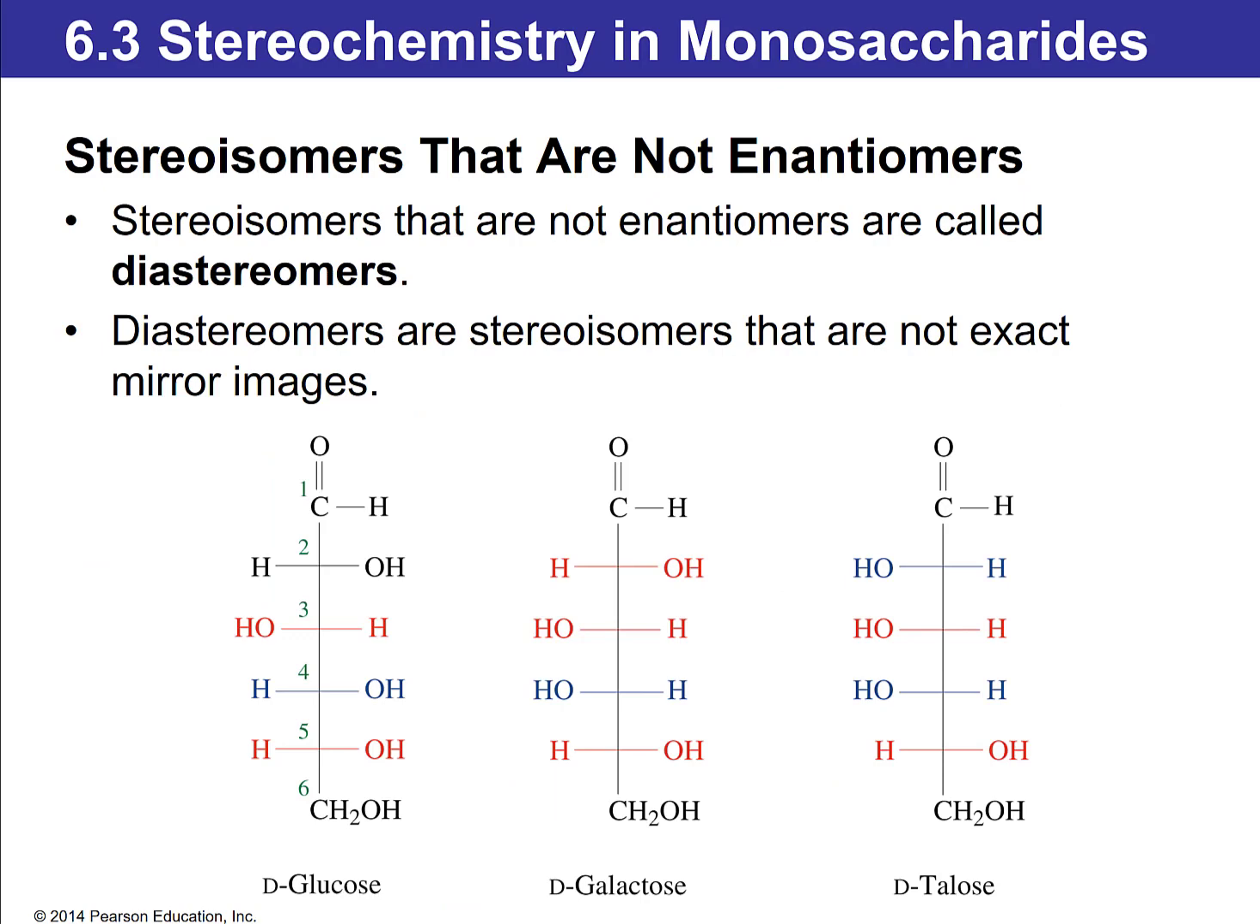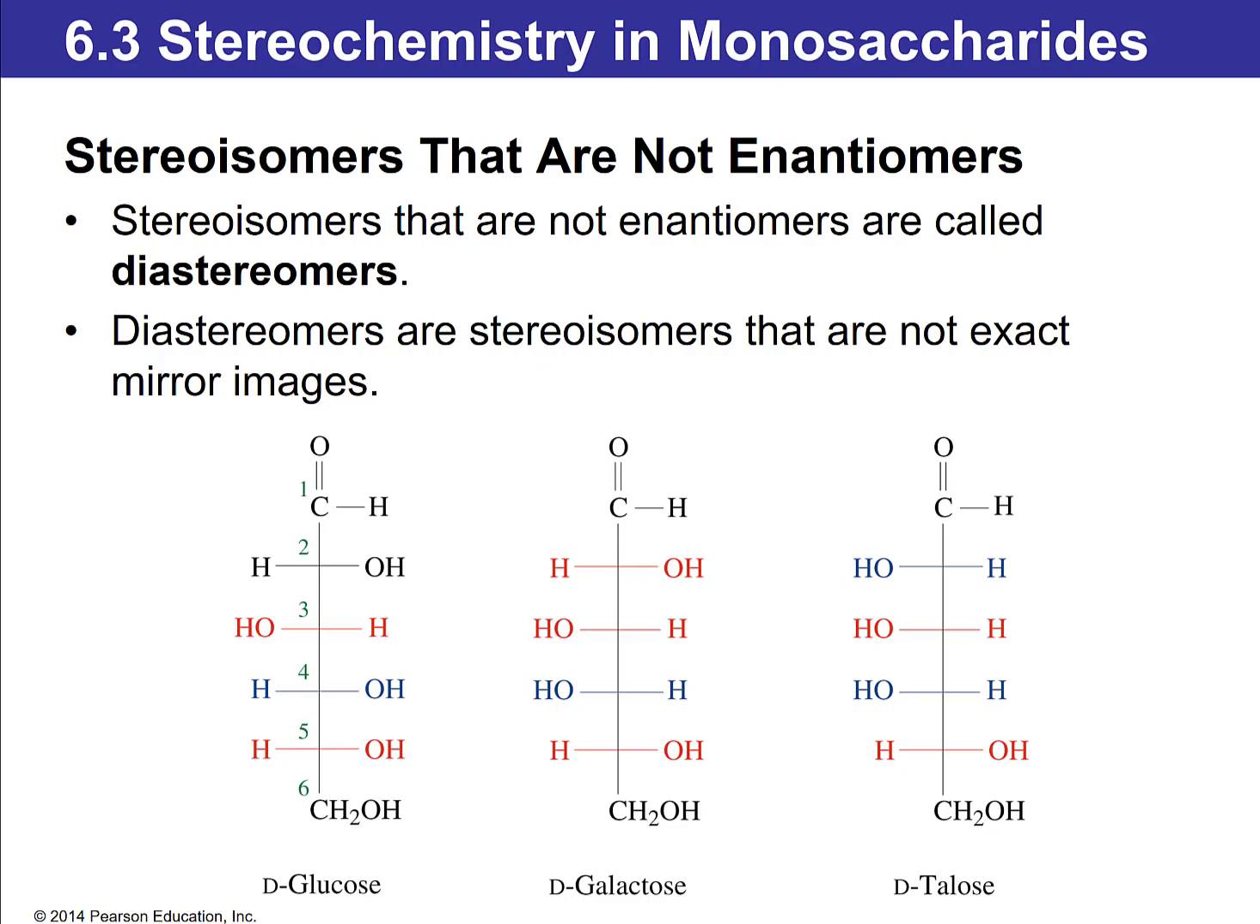So for example, there's D-glucose. Look at D-galactose. It's only different by what? Carbon number what? That's the only difference. Carbon 1's identical. Carbon 2, alcohol's on the right. Carbon 3, alcohol's on the left. But carbon 4, galactose has the alcohol on the left. Glucose has it on the right. That's the only difference.